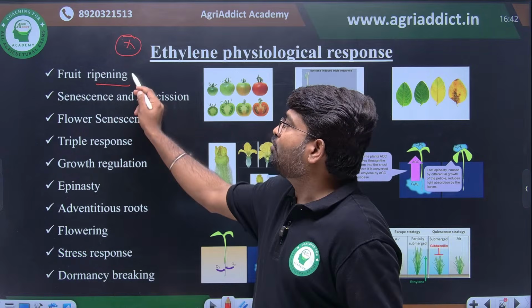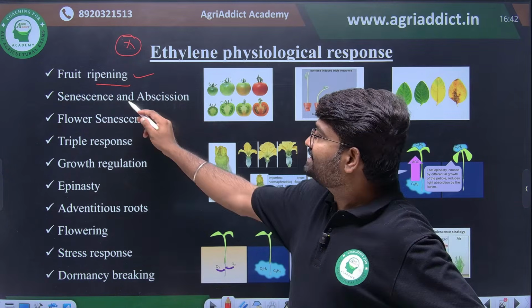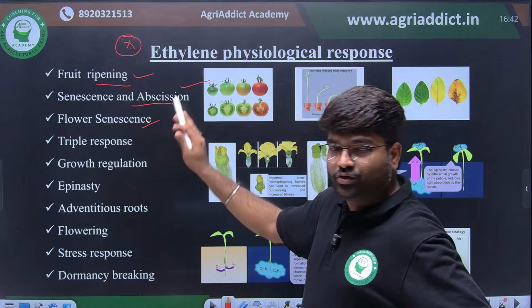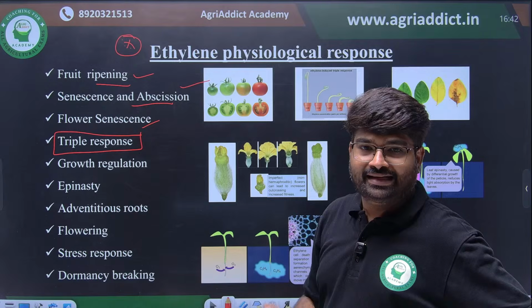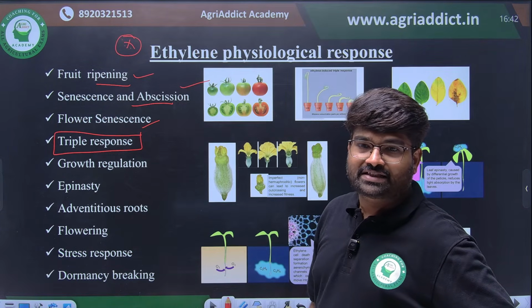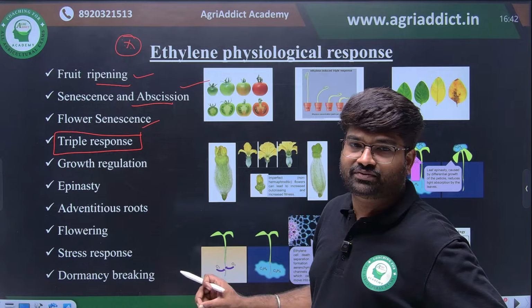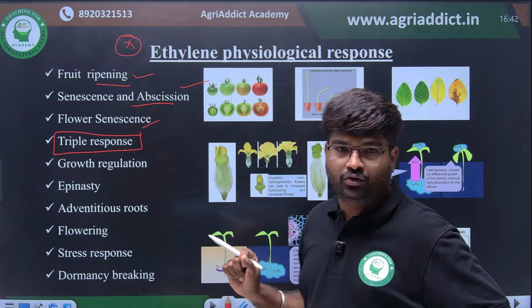First thing, fruit ripening will be caused by ethylene. Senescence and abscission, flower senescence, this you will write. The most important thing, the triple response is the specific symptom for ethylene. Triple response is the specific physiological response for ethylene. This is a very, very important thing you have to remember.